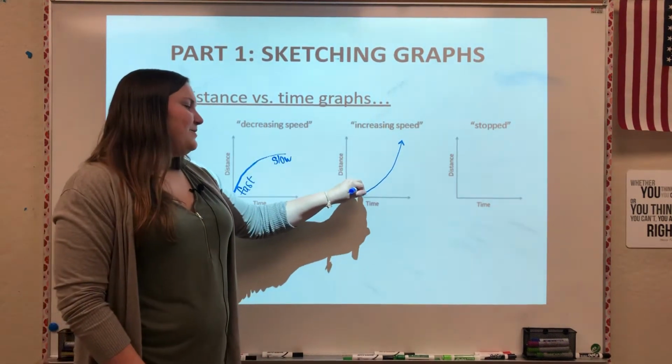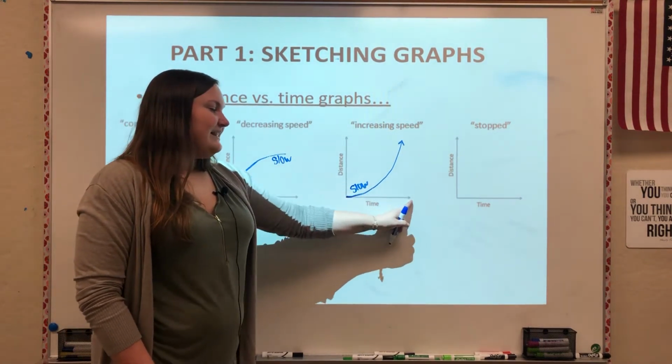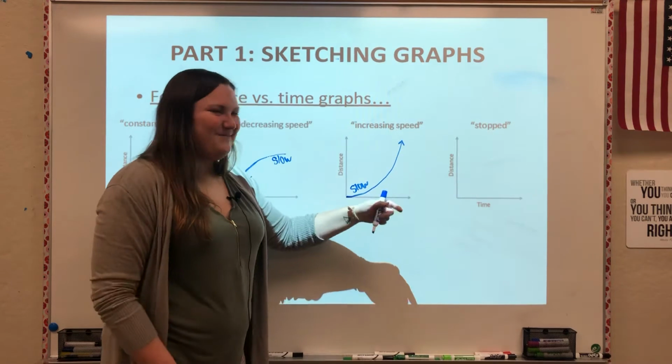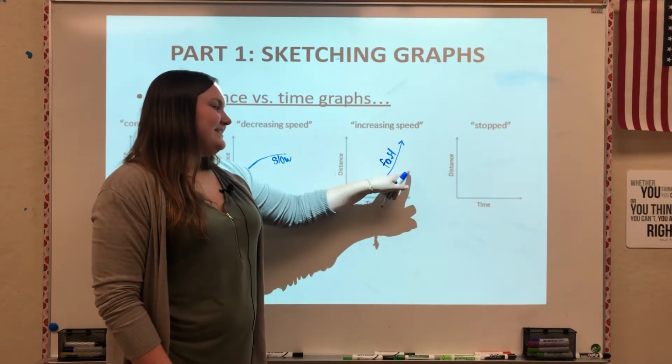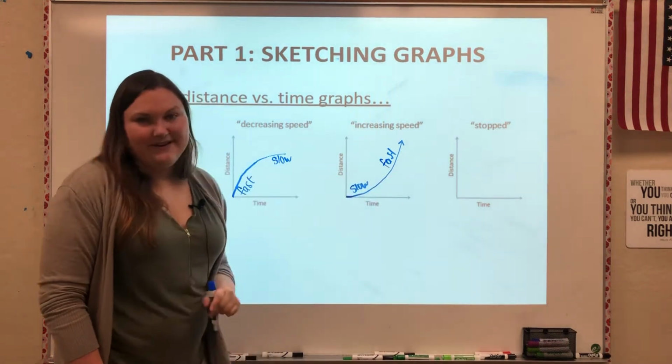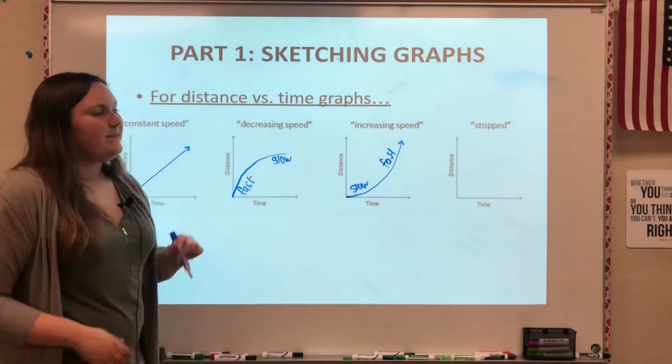but in the beginning, when you're moving really slow, your distance doesn't increase a lot. But in the later time, when you're moving really fast, your distance increases a lot in a short period of time. So they're both curved, but they're curving different ways depending on the speed.